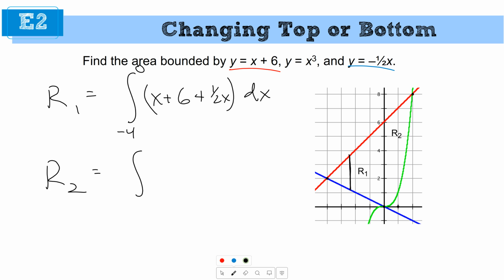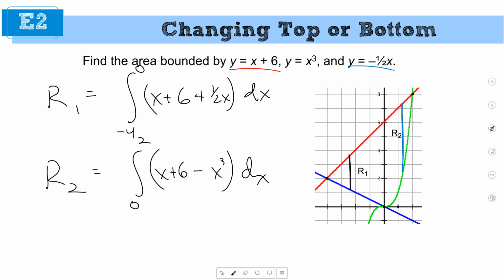What's the integral for region 2? Here's your representative rectangle. Let's go backwards here. What are my limits of integration? I'm adding up rectangles from where to where? 0 to 2. What's the area of that rectangle? X plus 6 minus x cubed dx. Perfect. Top minus bottom times the width.